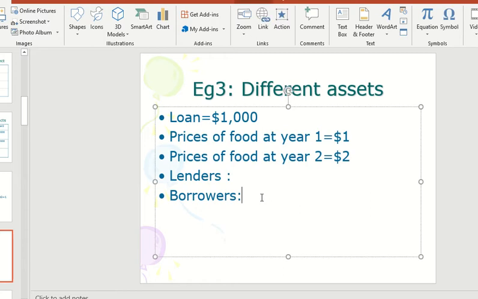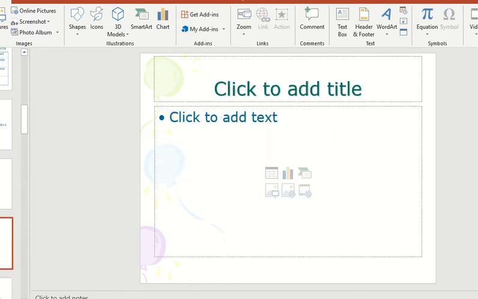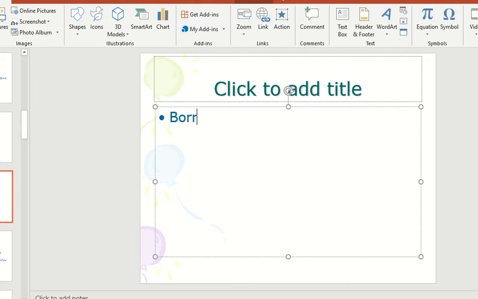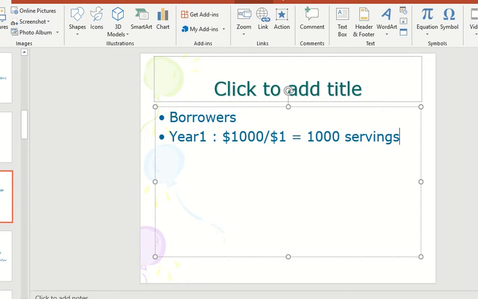So in year one, let's look at borrowers. In year one, borrowers get to spend this $1,000. Get to enjoy food in year one. So $1,000, and that's $1 per serving. So that means borrowers get to enjoy 1,000 servings of food. And now let's look at lenders.